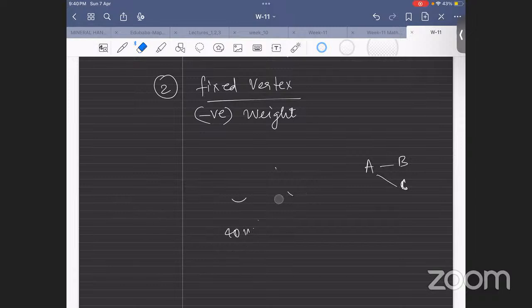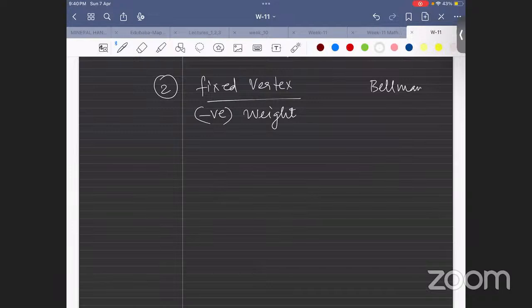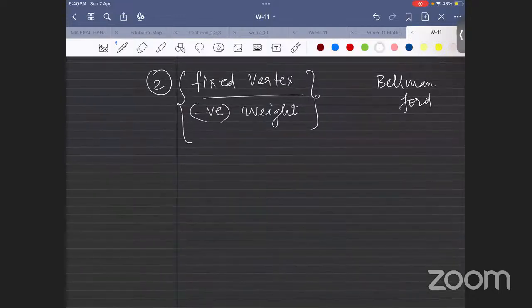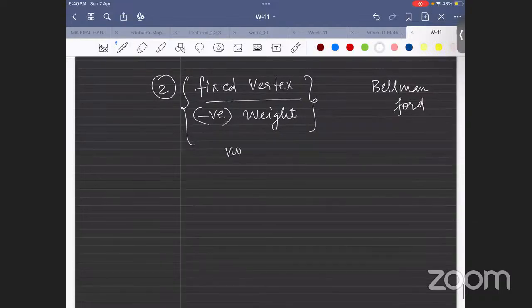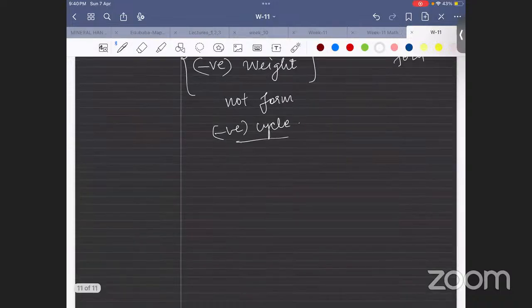Similarly, if you have a weighted graph and some of the weights are negative, you will see that Dijkstra's algorithm will not work there. So there we'll use Bellman-Ford. And what is the other constraint that should not be there? It should not form a negative cycle. Do you know what a negative cycle is?